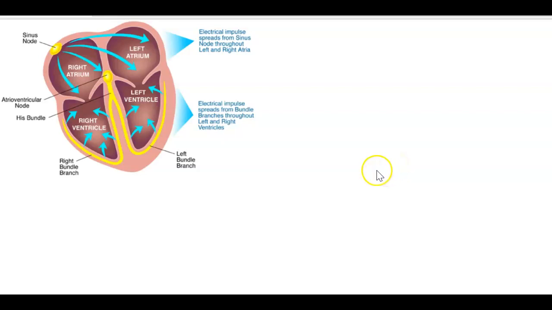So how does the muscle contract? What causes the muscle to contract on the upper side of the heart before the muscle contracts on the lower side of the heart?